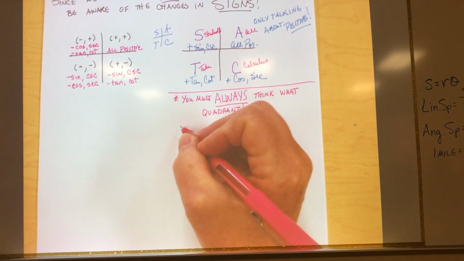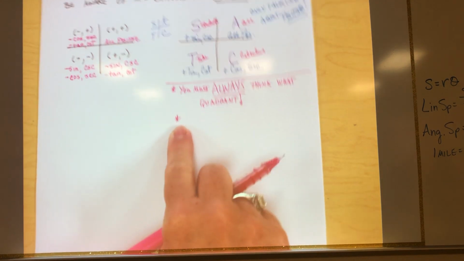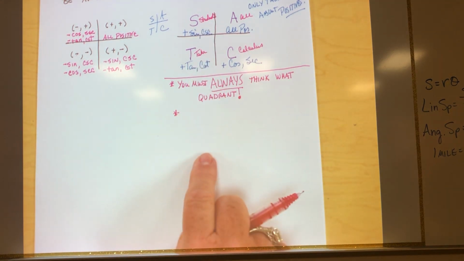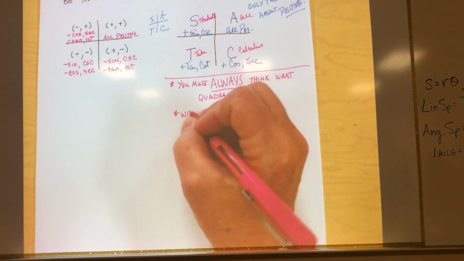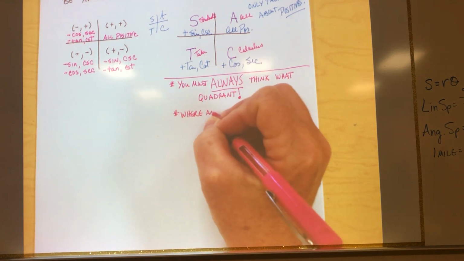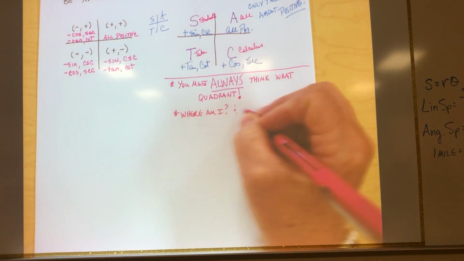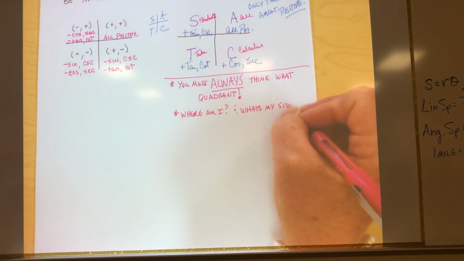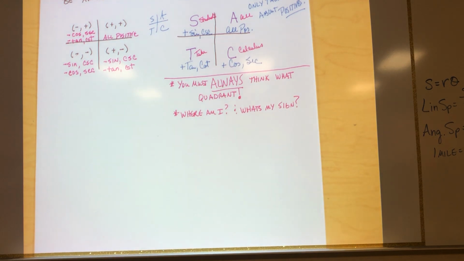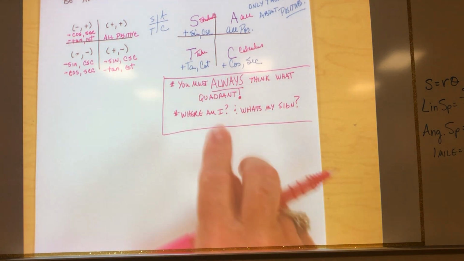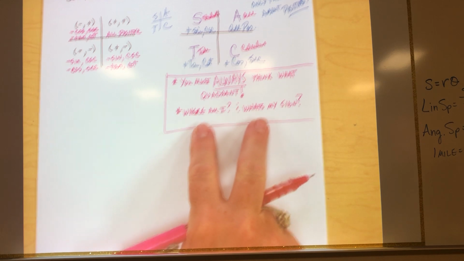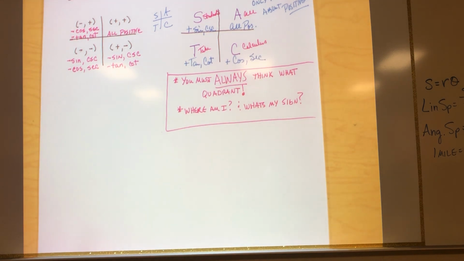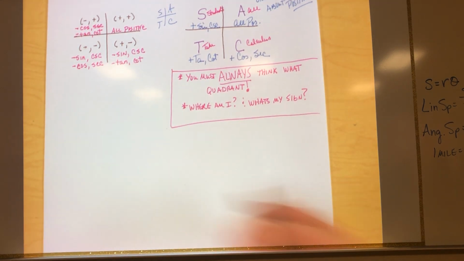So, here are the two questions. This is going to be the first question. Every time I have a problem, I'm going to ask myself this question, and that's going to take care of my signs. Where am I, and what's my sign? This is what I'm going to do to help you get that all straight, and then I'll show you another way to check it. Everybody okay? All right, here we go.